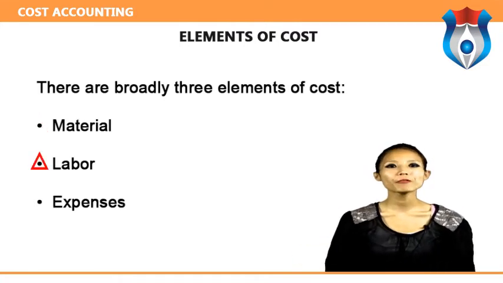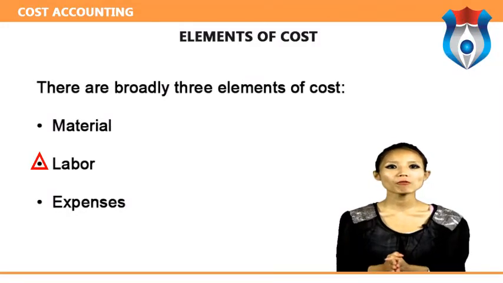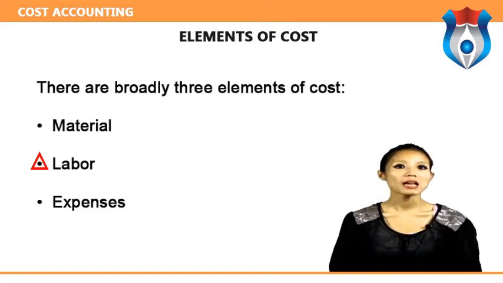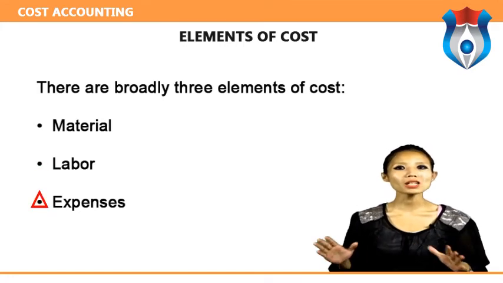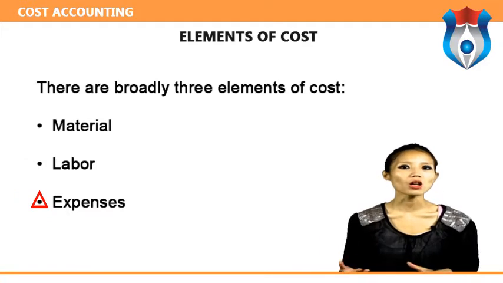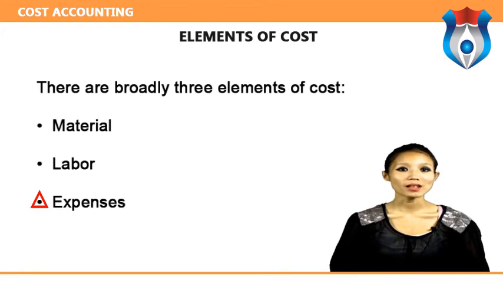Labor. Human efforts used for conversion of materials into finished products or doing various jobs in the business are known as labor. Payment made towards the labor is called labor cost. It can also be direct and indirect. Expenses. All expenditures other than material and labor incurred for manufacturing a product or rendering service are termed as expenses. Expenses may be direct or indirect.